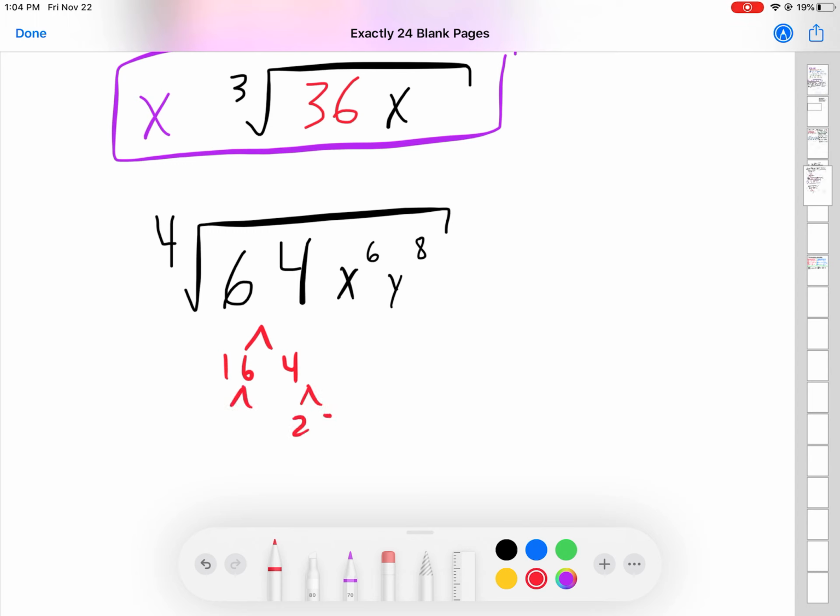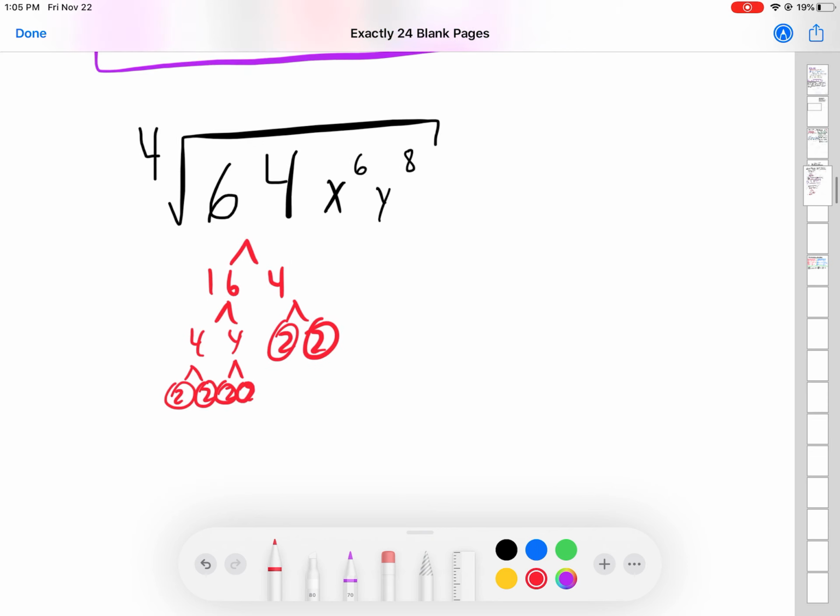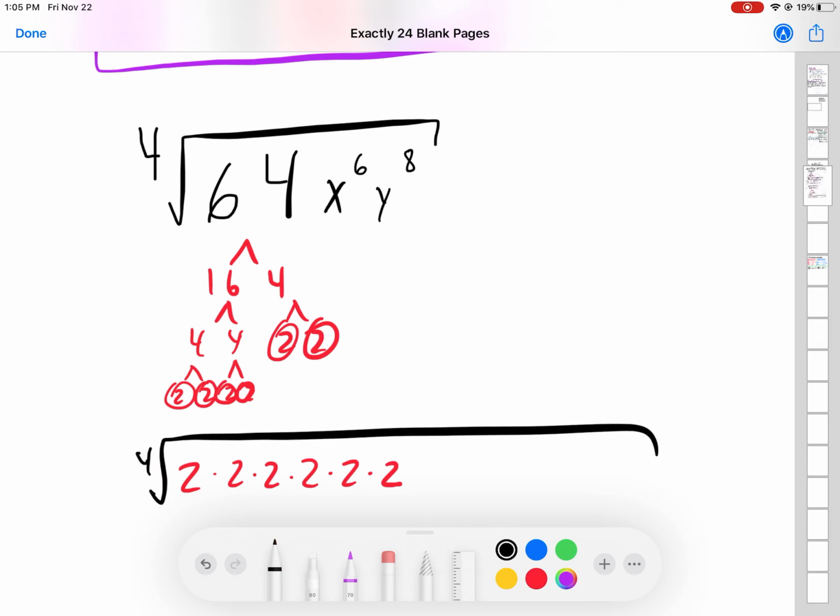Then this is 2 and 2. Either way, you're going to get 2 and 2 at the bottom here. And right here, you're going to have another set of 2's, 2, 2. So you have 1, 2, 3, 4, 5, 6 2's total. Let's write down 6 2's. 1, 2, 3, 4, 5, 6. All right. And then right here, you have 6 x's, 1, 2, 3, 4, 5, 6, and 8 y's.